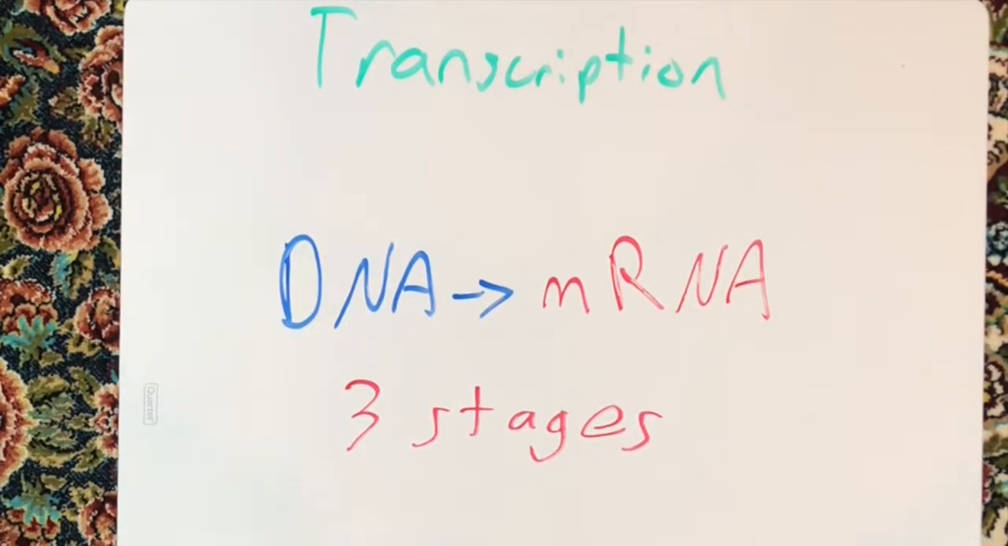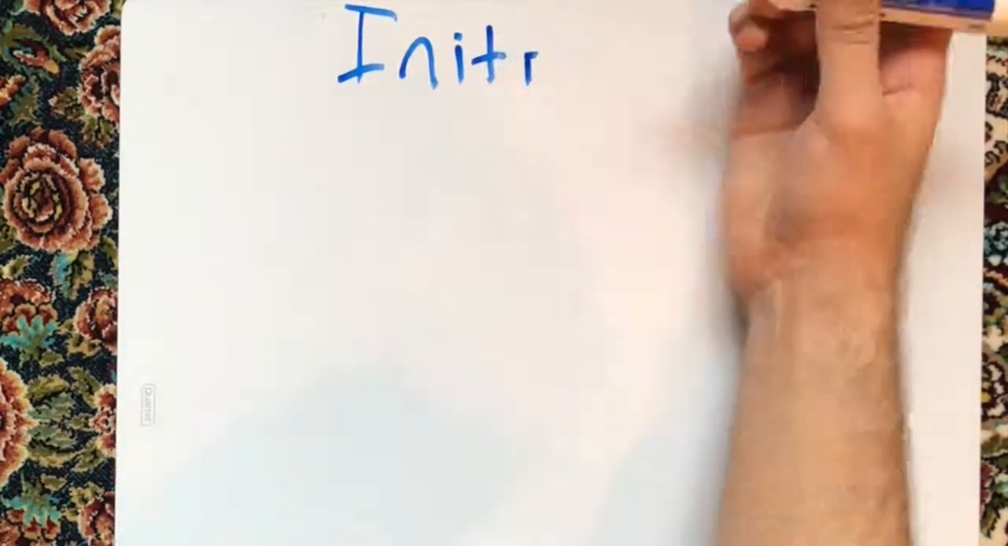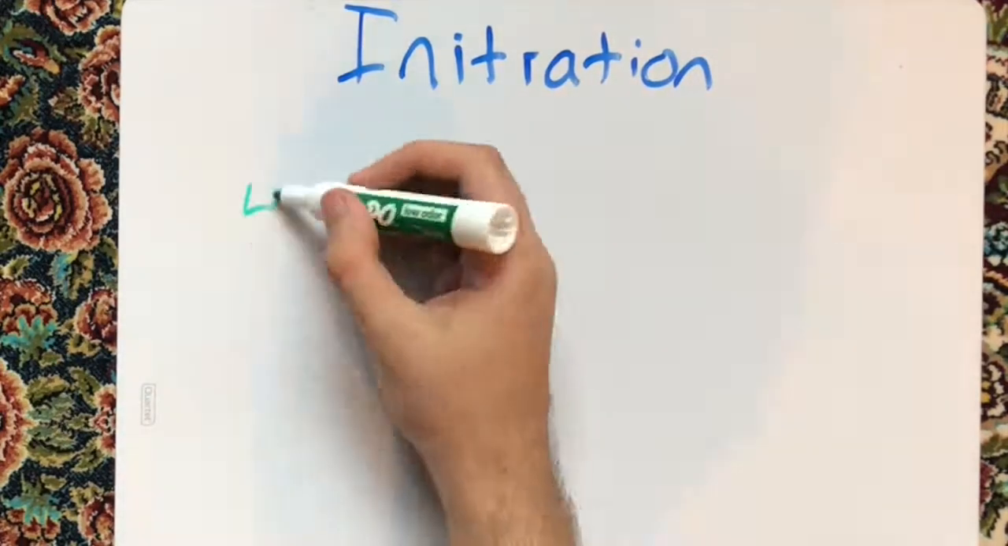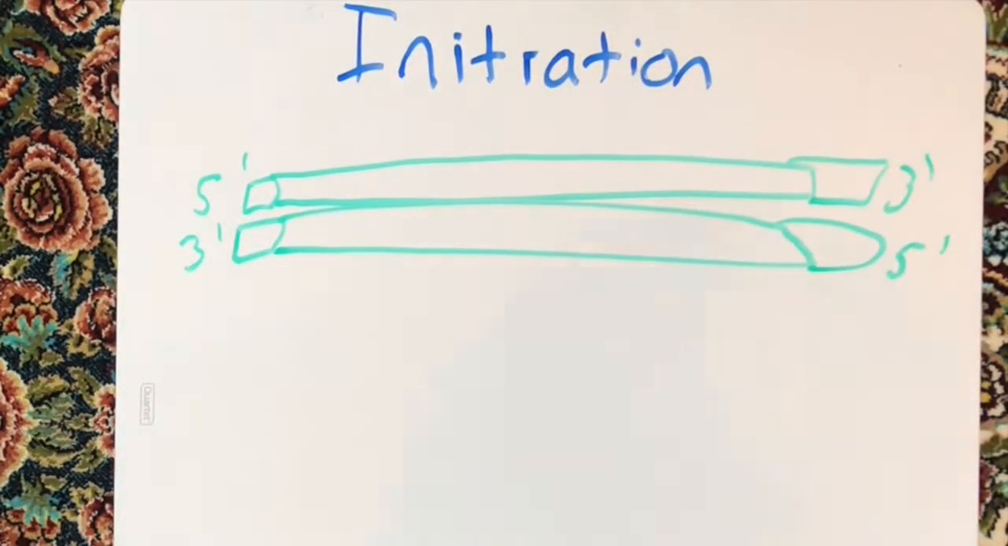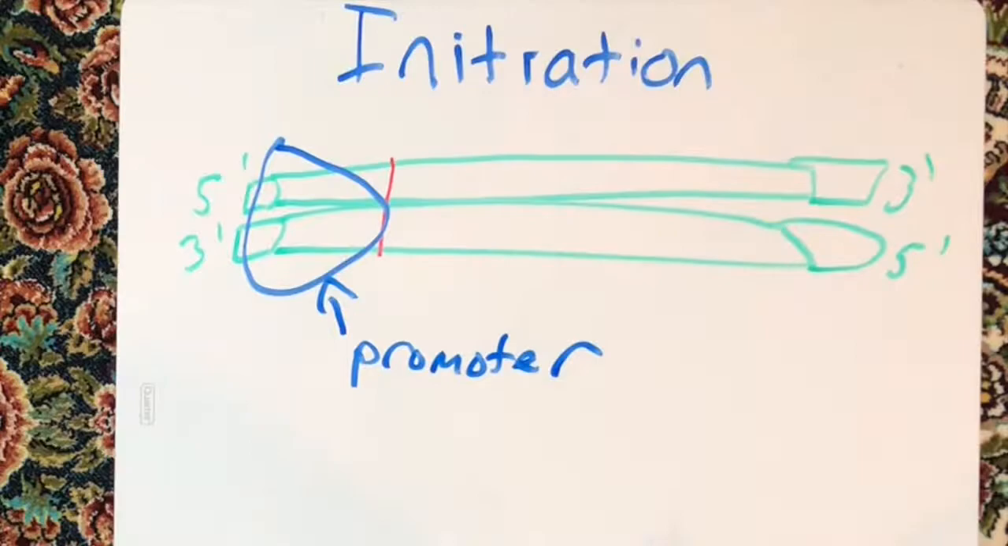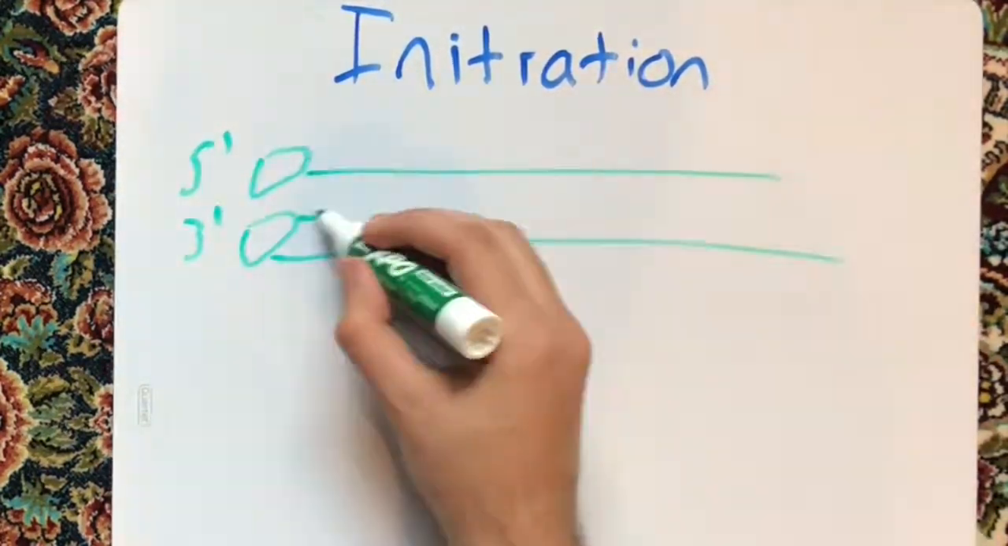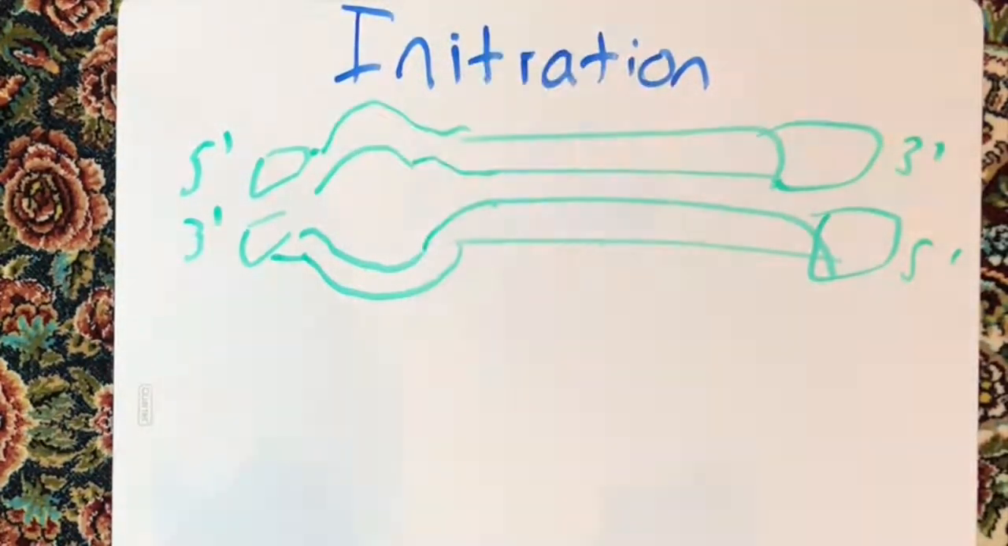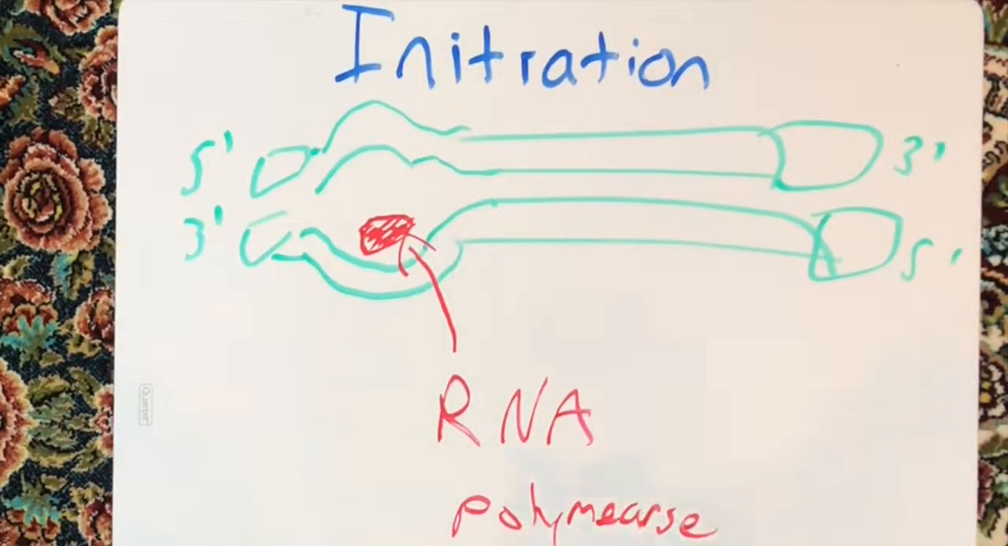The first stage of transcription is initiation. RNA polymerase binds to the promoter and starts at the template strand. This allows the DNA strand to unwind or unzip. When this DNA strand is unwound, RNA nucleotides are able to be put in place.